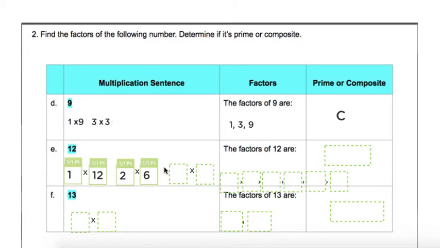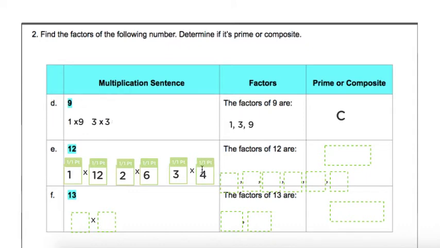Can we try 3 next because 3 comes after 2? Let's see. Can we multiply 3 by something and get 12? Let's skip count by 3 together this time. Get ready, go. 3, 6, 9, 12. Yes, we can multiply 3 by a number and get 12. 3 times blank equals 12. Yeah, 4.